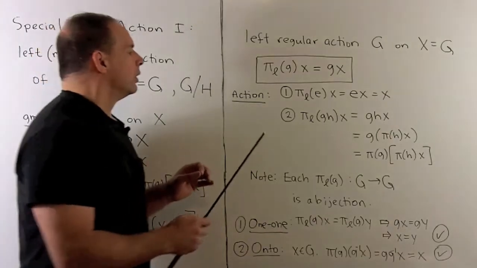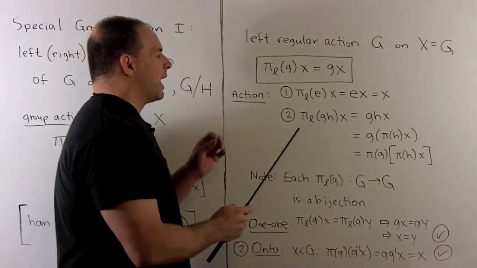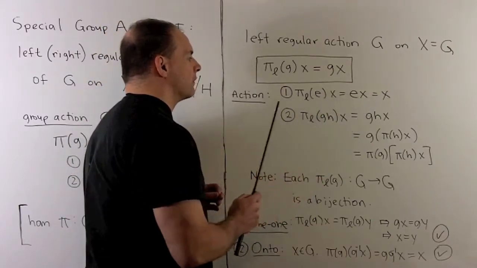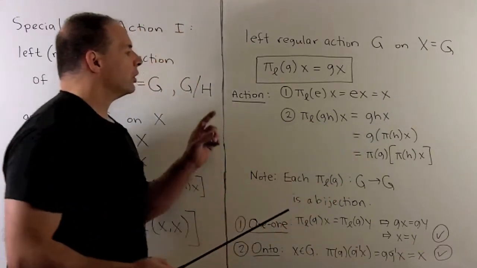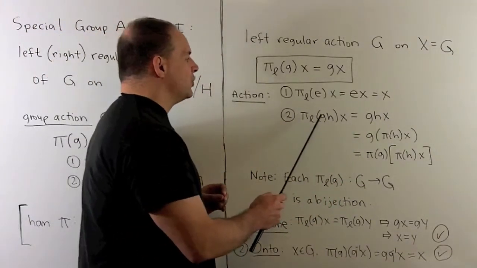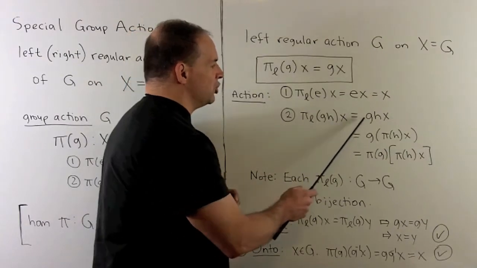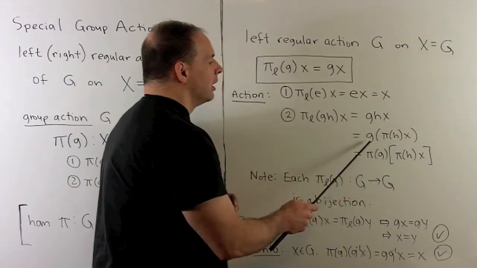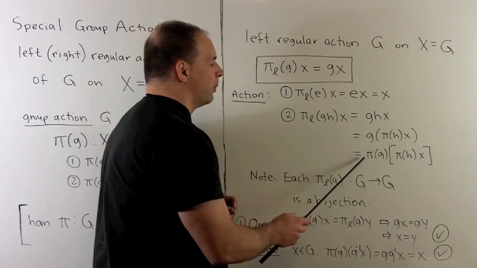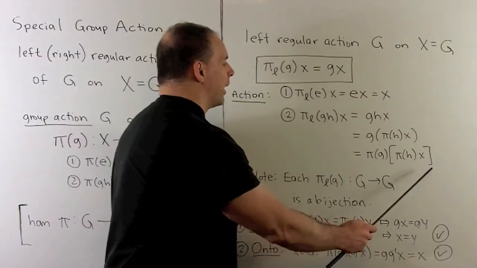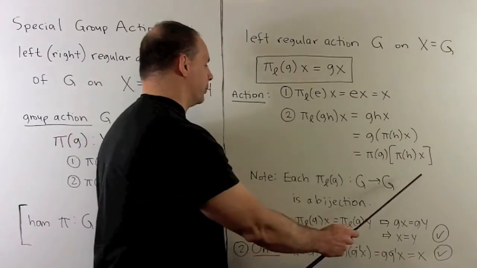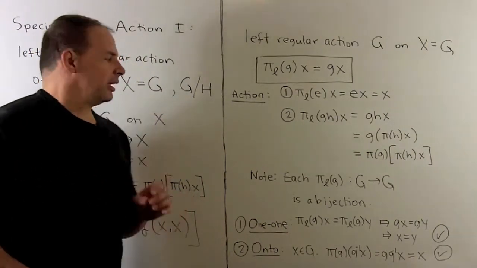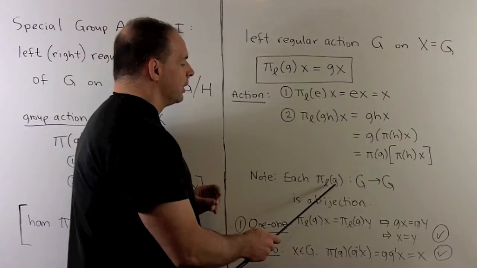Now, to show that we have an action, if we apply pi of the identity to x, we take e times x, which is just x, so the first condition holds. For the second condition, we take pi of gh on x, so that's ghx. Then h times x is just pi of h on x. Then we have the g out in front, which just turns into a pi of g. So we have group action conditions 1 and 2. Now, since we have a group action, it follows immediately that each pi of g is going to be a bijection.